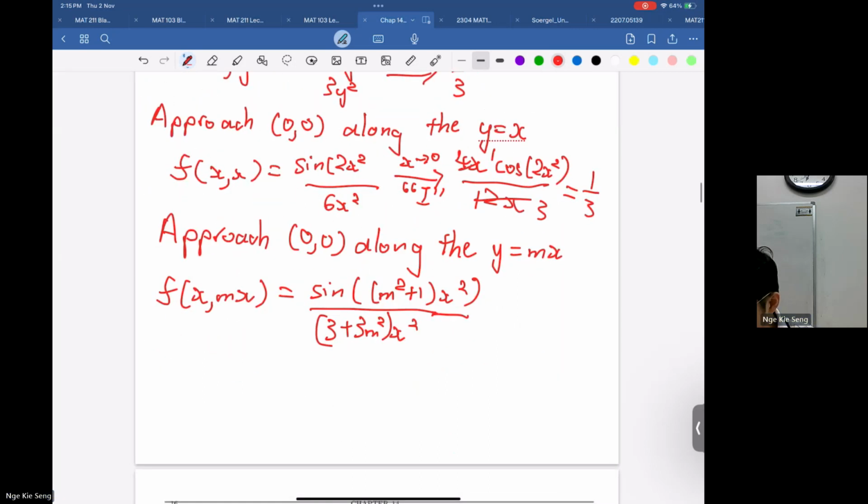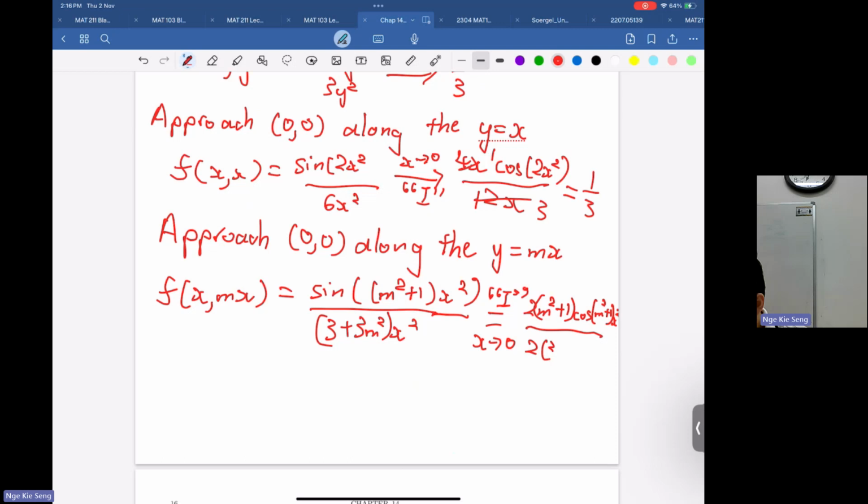Okay. So now do L'Hopital again. Yes, do L'Hopital. So if you do L'Hopital, I should write this one. Do L'Hopital first. Two m squared plus 1. Okay. So, still the same. Let's see. So m squared plus 1 of x squared over 2 times 3 times 3 m squared. Yeah, still the same thing.